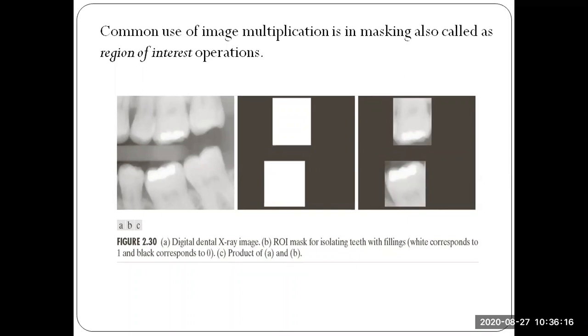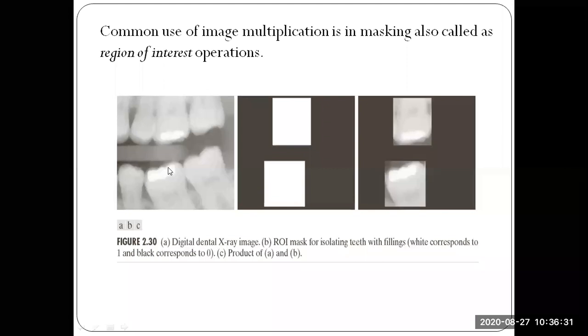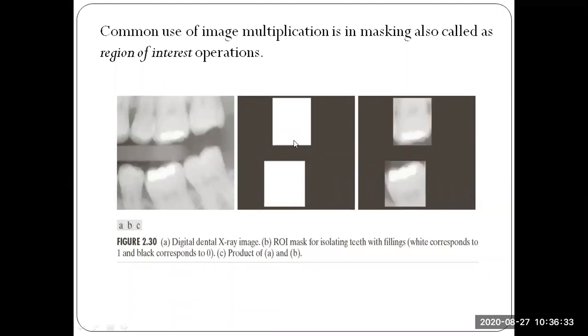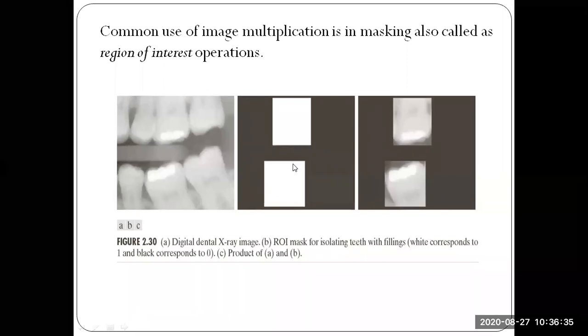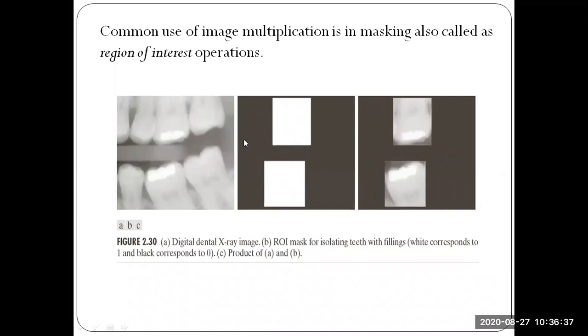So in that case, what is happening? First one, ROI, mask for isolating teeth. So here I'm using two masks. What is the reason? There are two teeth damaged: tooth one, tooth two. So here I'm using two masks. By using these two masks, the resultant image will be like this. Except these two, the remaining everything is black.